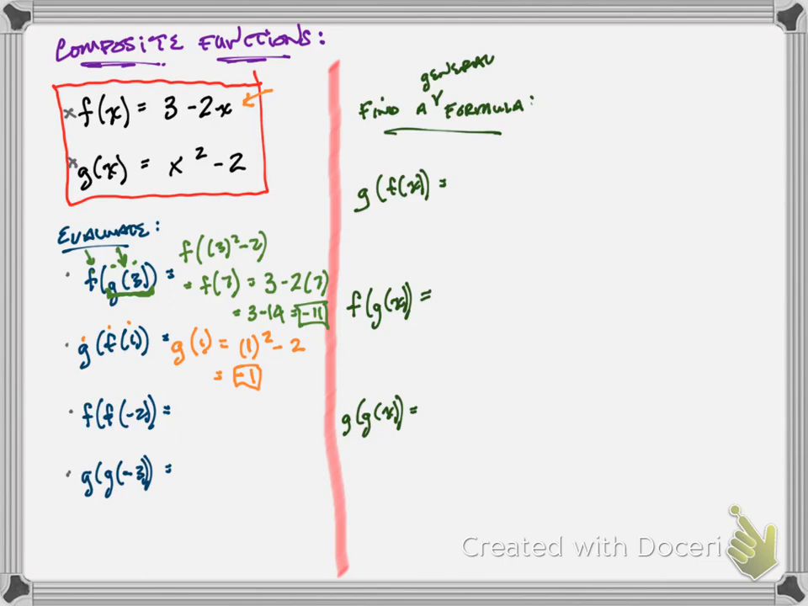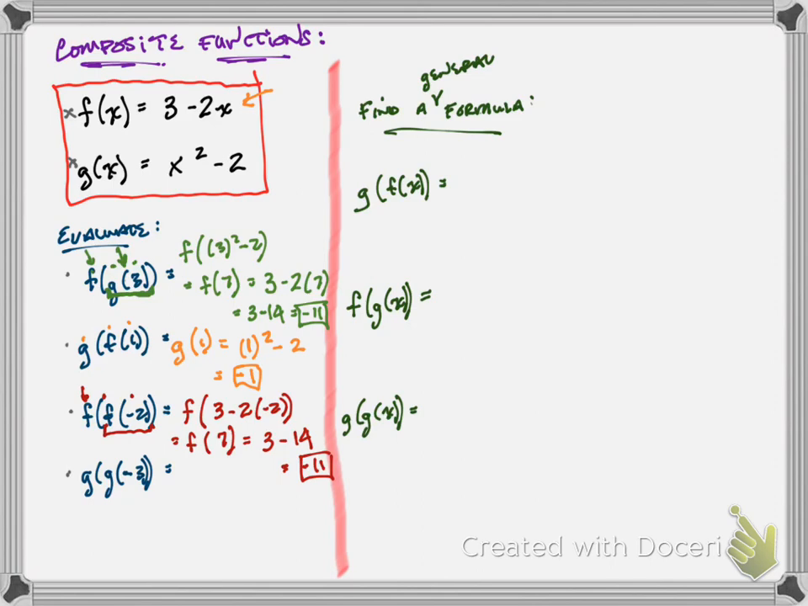Let's try one more. I want to evaluate f of f of negative 2. Well, in that case, I'm going to figure out what f of negative 2 is first, and then that output becomes my input, gets put back into f. So f of f of negative 2 is the same as saying f of 3 minus 2 times negative 2. That's the same as saying f of 3 plus 4, which is f of 7. Now 7 goes into f. f of 7 is 3 minus 14, which we found in a previous example to be negative 11. f of f of negative 2 is negative 11.